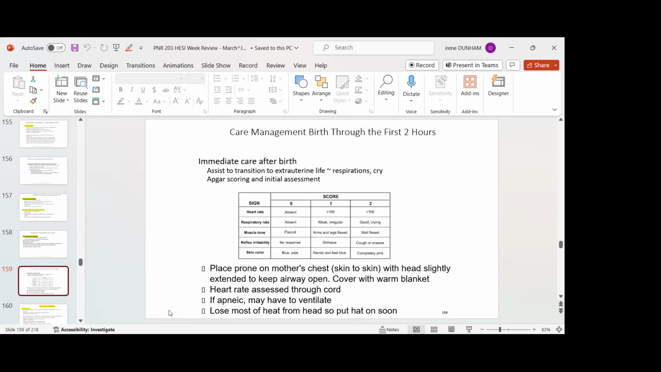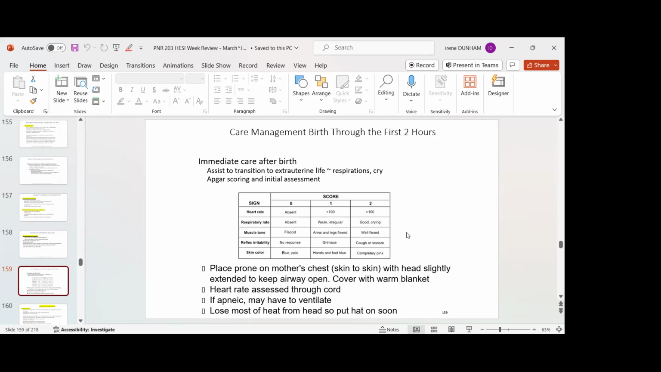Now, if they're perfect and you give a greater than 100, you give a 2. If they're coming out and they're crying very vigorously, they get a 2. If their body is well flexed, they get a 2. If they're coughing or sneezing, that's a reflex, they get a 2. And if their body's completely pink, they get a 2.